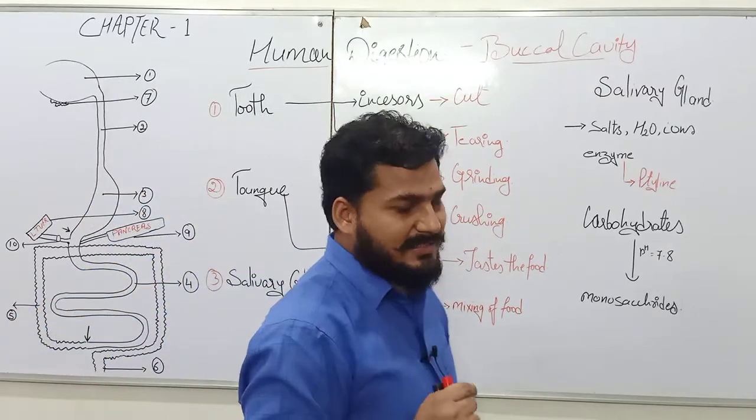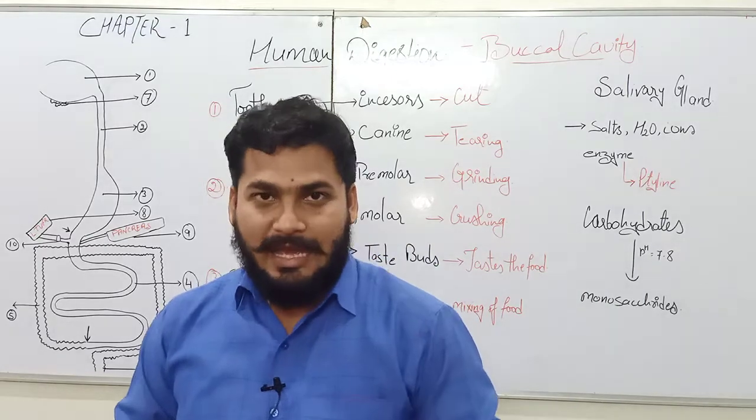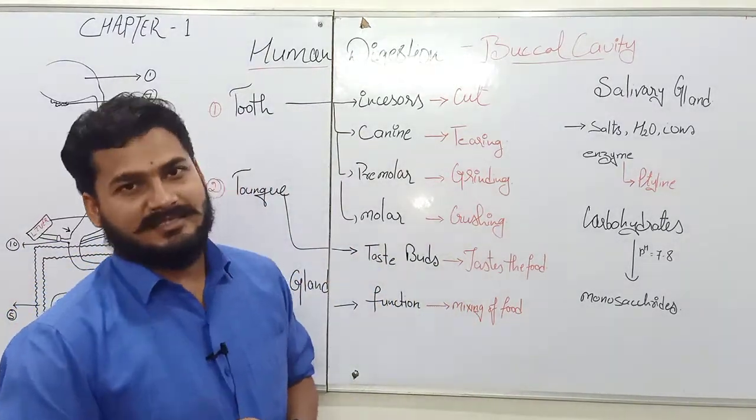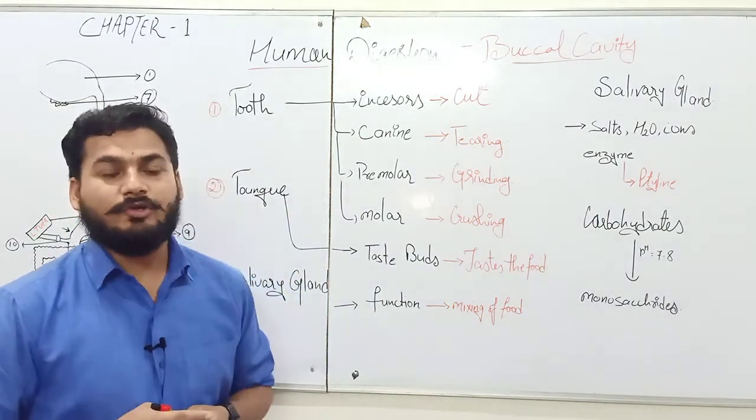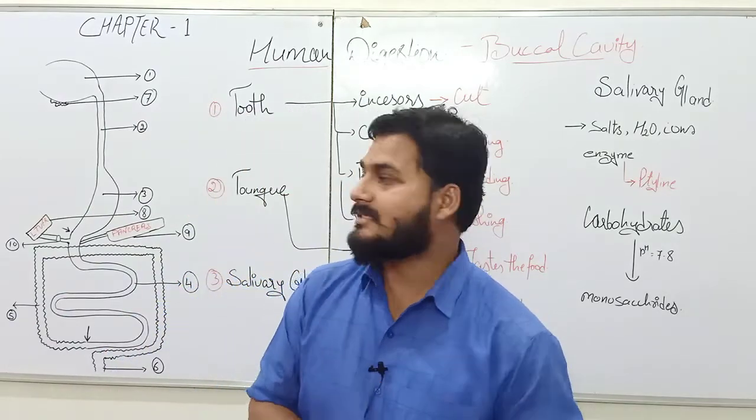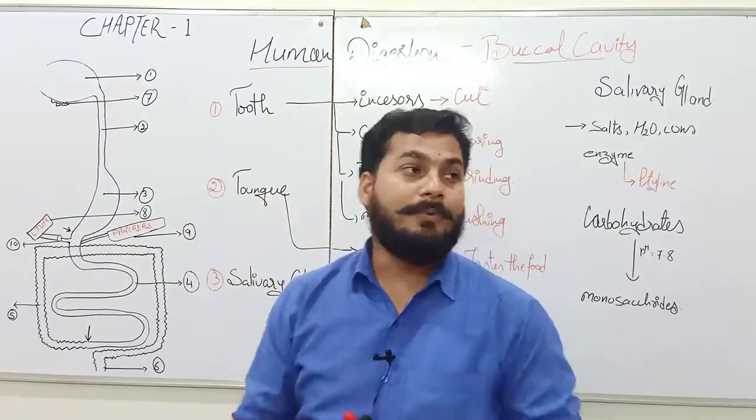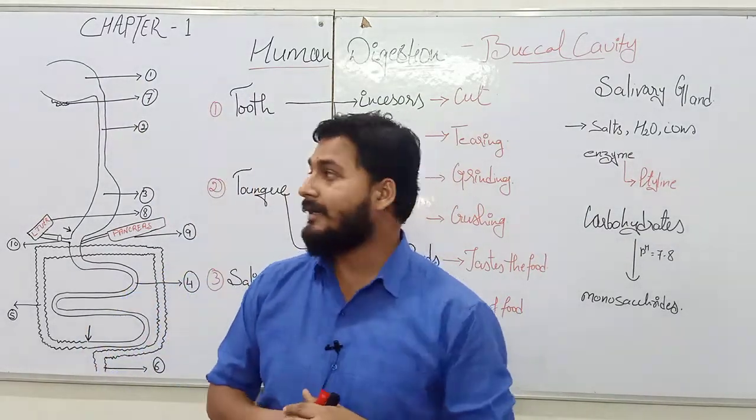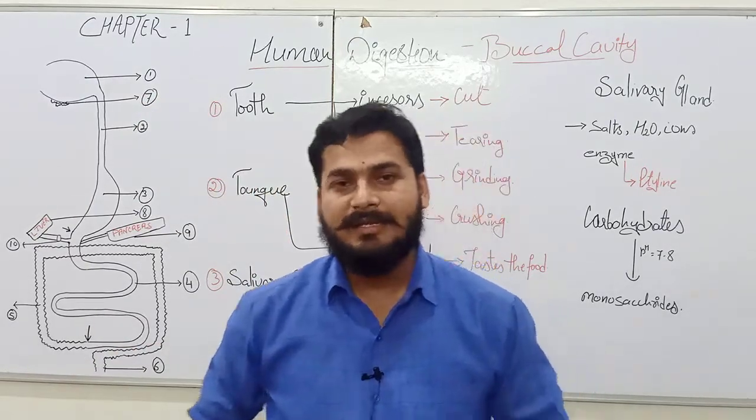In the last class we talked about the definition of digestive system and we did the introduction to the human digestive system. Today we are going to talk about the first part of the human digestive system, that is number one, the buccal cavity. I hope you had made a note of that, and today we'll start with the buccal cavity.